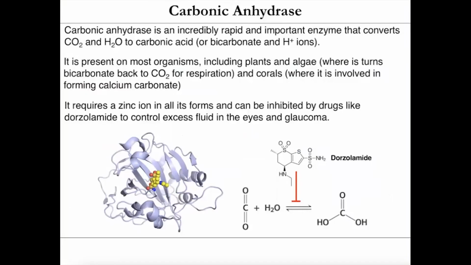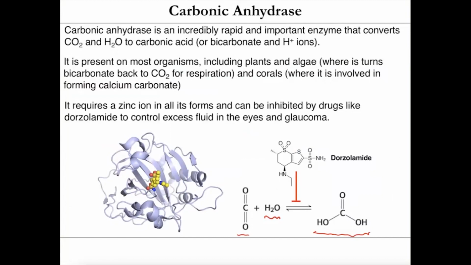And the last enzyme that we're going to look at just very quickly, because I mentioned it a few times in the lectures, is carbonic anhydrase. So this is about, I think, the fastest enzyme known. So it's really important in your body. It's in every single different organism on the planet. And so it converts CO2 and water to form carbonic acid or bicarbonate and protons.